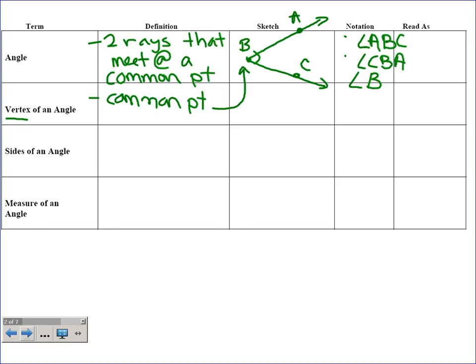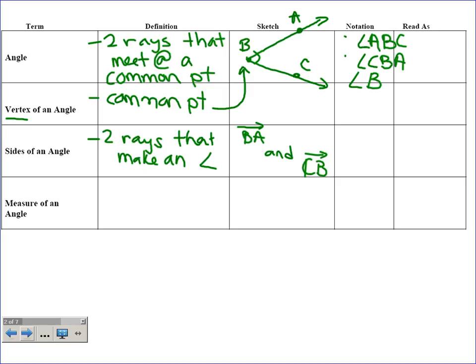Sides of an angle: the two rays that make an angle. I'm going to start abbreviating using these terms. That means angle. Two rays that form the angle for us. That would be ray BA up above using that same picture, and ray CB, like so. I totally wrote that wrong. I'm so sorry. Good thing I can erase it, huh?